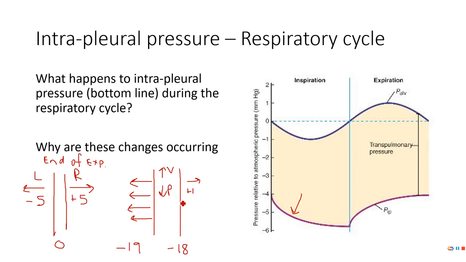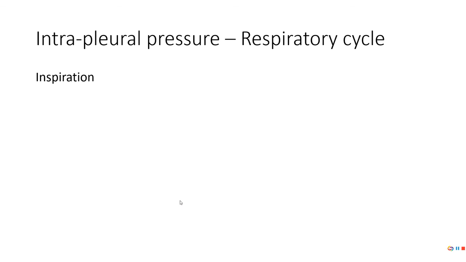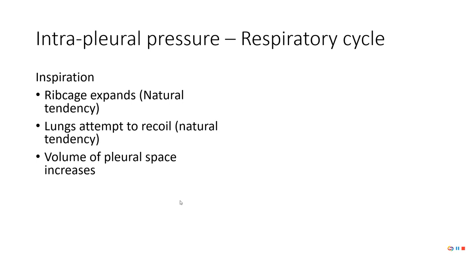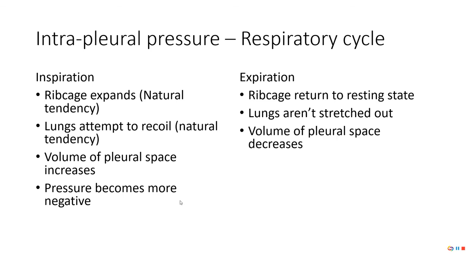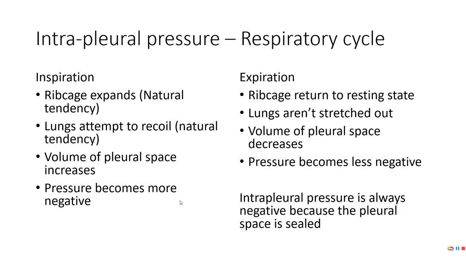So another way to think about this is that during inspiration, the ribs expand. That's their natural tendency. Lungs want to recoil. The volume increases. And that allows our pressure to become more negative. During expiration, the opposite occurs. Rib cage goes to the resting state, so that increases their expansion force. The lungs aren't stretched out, so that reduces their recoil force, and so the volume between that space decreases. Pressure becomes less negative. Remember, intrapleural pressure is always negative because the pleural space is sealed.